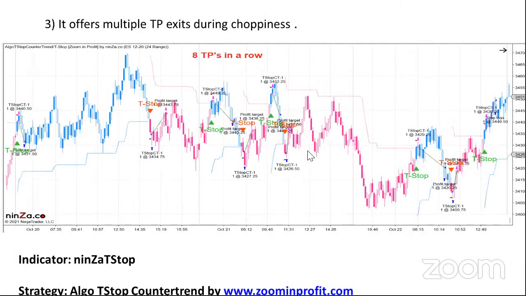So last October, this is a screenshot from October 20th, 21st, and 22nd. There were 8 positive trades in counter trend during a choppy market. And they all exited in profit. And that's based on the examples that I showed on the previous screen.